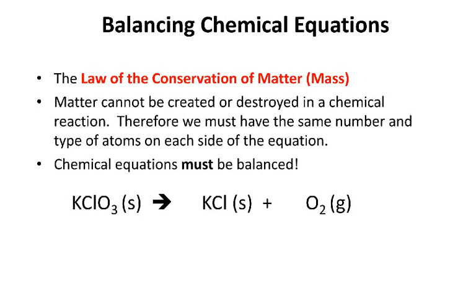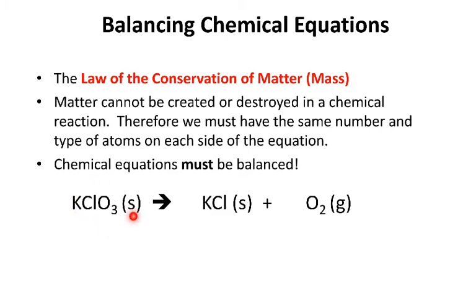In this video, we're going to talk about balancing chemical equations. Now, the law of conservation of mass says that in a chemical reaction, matter cannot be created or destroyed. And our chemical equations must reflect that. And so we have to have the same number and type of each atom on both sides of the equation, right?